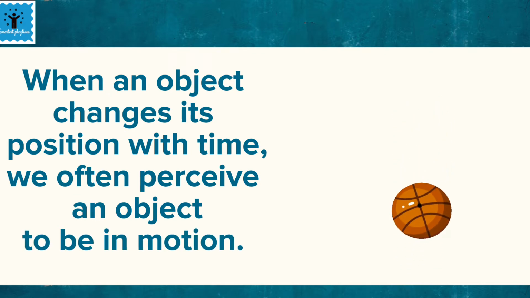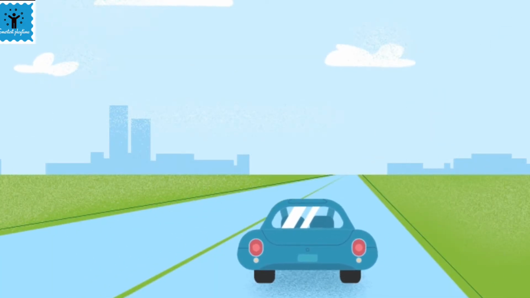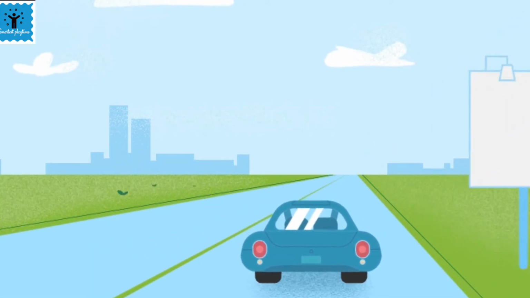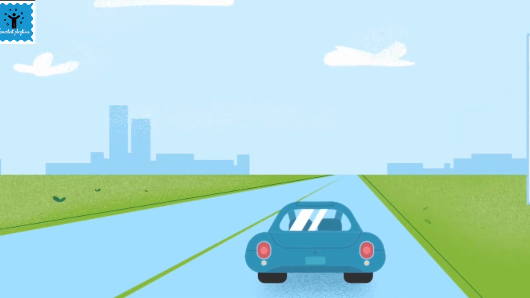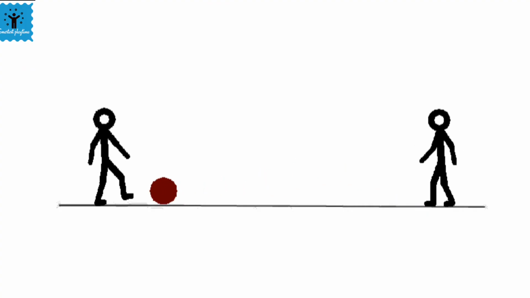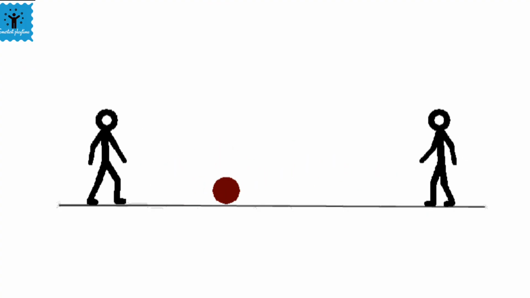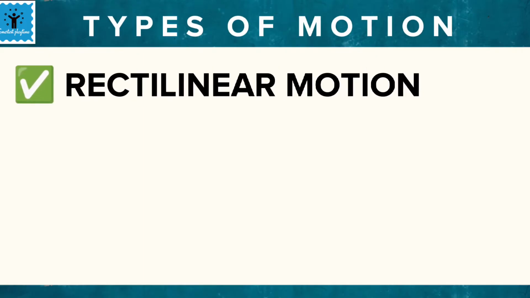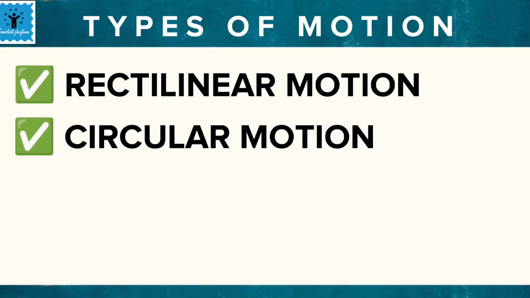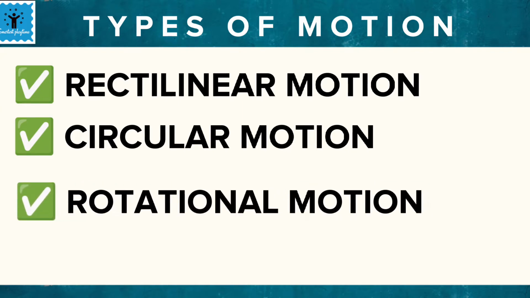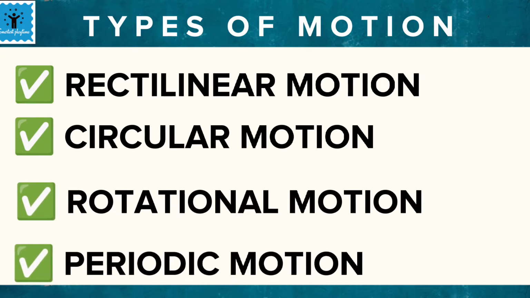For example, here the position of car is changing with time. We say that the car is moving or the car is in motion. Every object moves in different ways. So, there are 4 different types of motion: rectilinear motion, circular motion, rotational motion, and periodic motion.